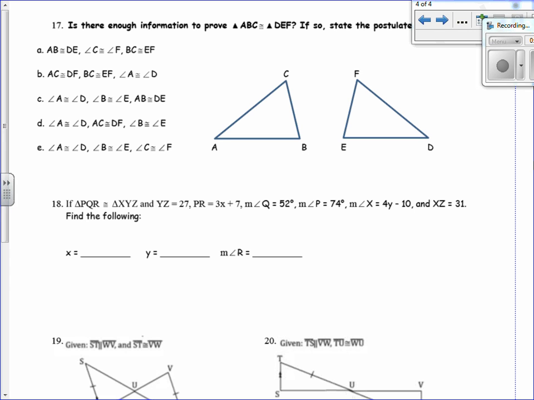Now, number 17 is not a multiple choice question. No, don't skip it. So the number 17, if you have to pick, show us this.